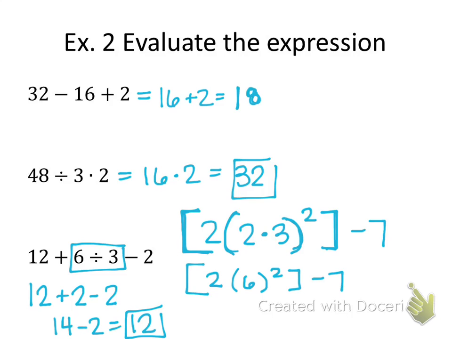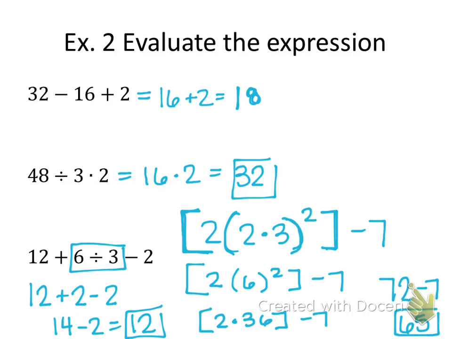Then, okay, what am I going to do next? Exponents. Perfect. Exactly. So I'm going to have 2 times 36 minus 7. 2 times 36, who's got that? 72. Now that I've figured that out, I can drop my brackets. And 72 minus 7 is what? 65. Very good. Okay?